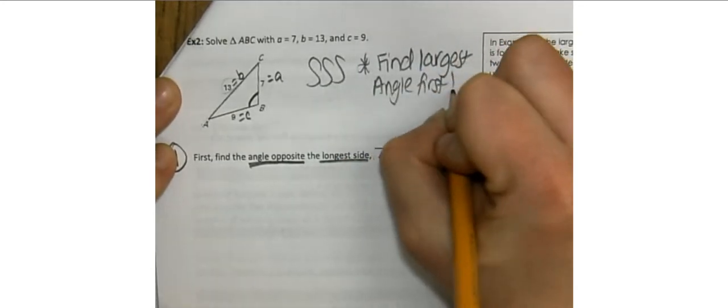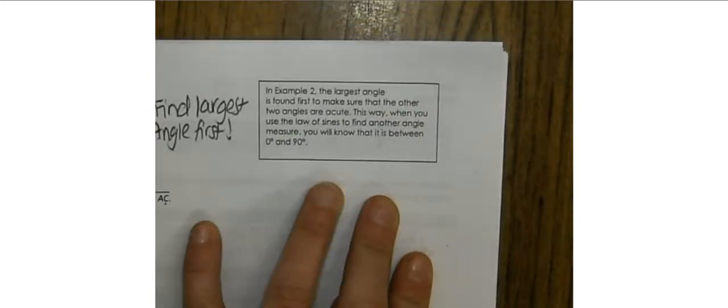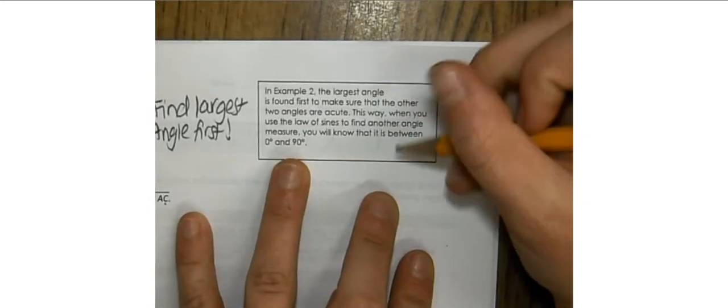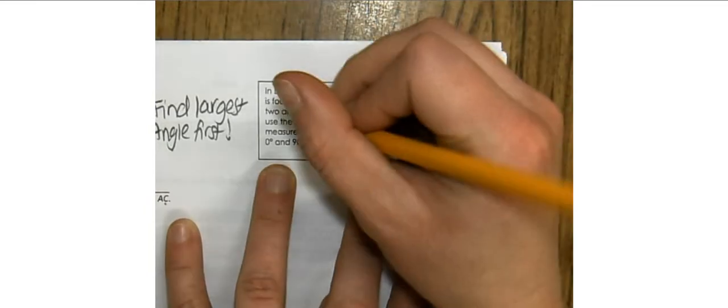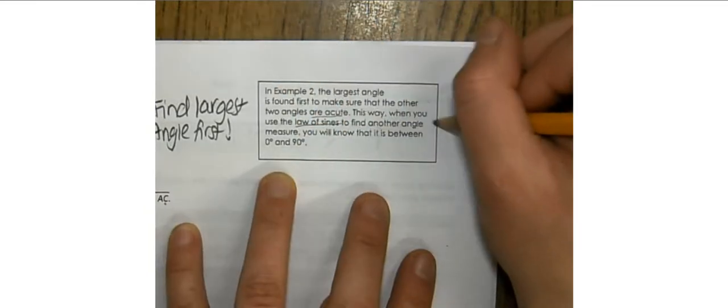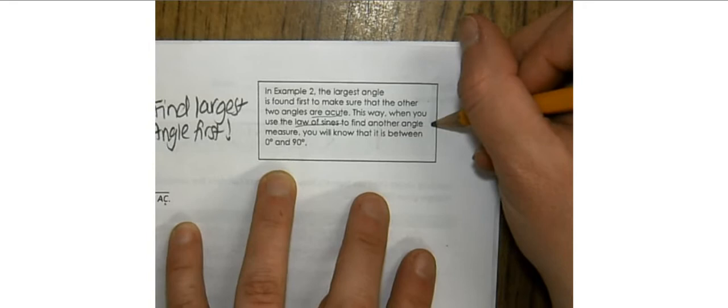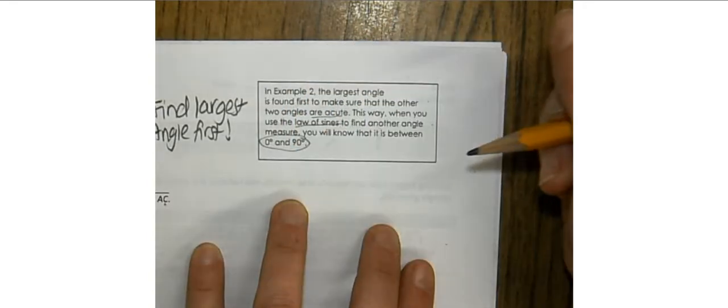So that's very important for us to do. And it says in example 2, the largest angle is found first to make sure that the other 2 angles are acute. This way, when you use the law of sines to find another angle, you will know that it is in between 0 and 90 degrees. So that's the reason why we do that.